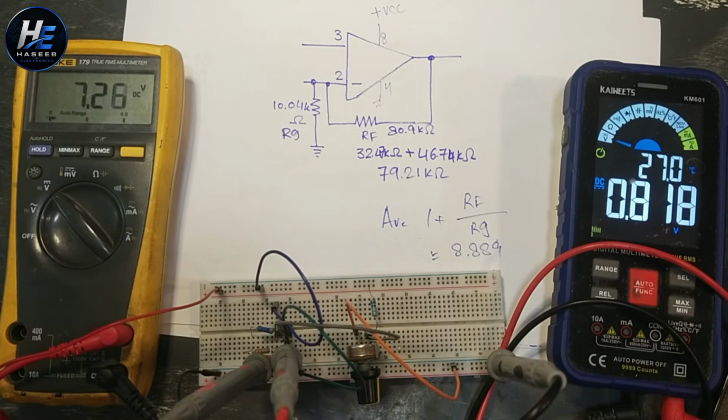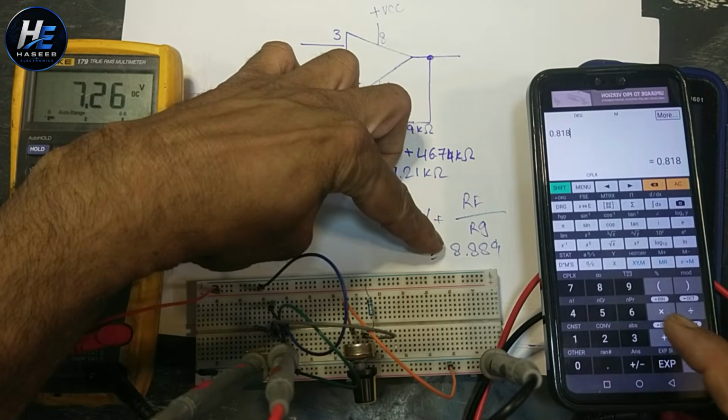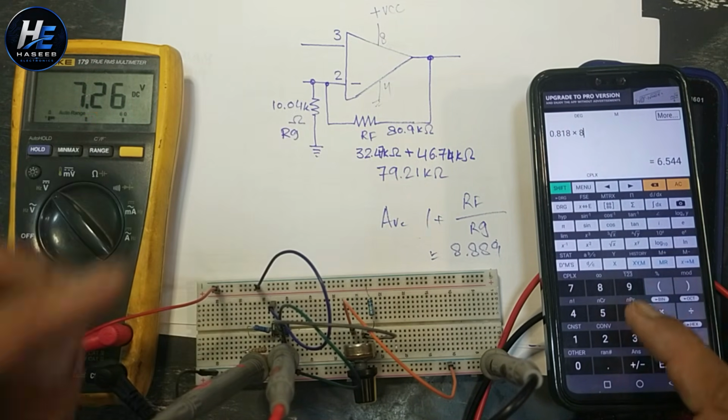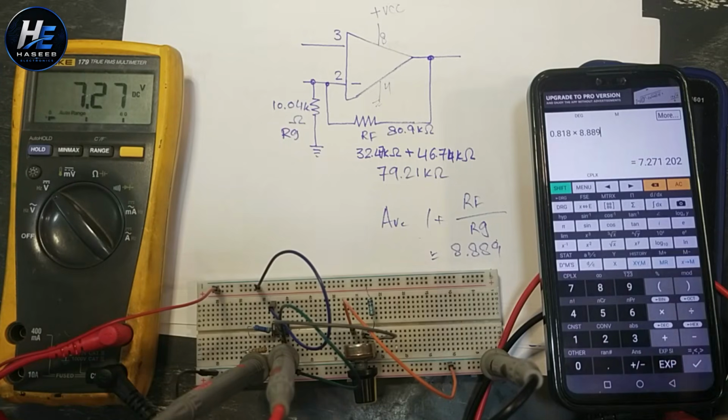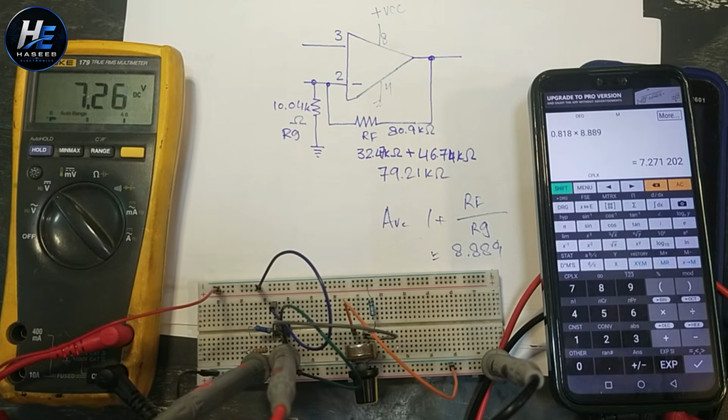If we provide 0.818, multiply with this number 8.889, that is gain. 7.27. Exactly the calculated output is here.